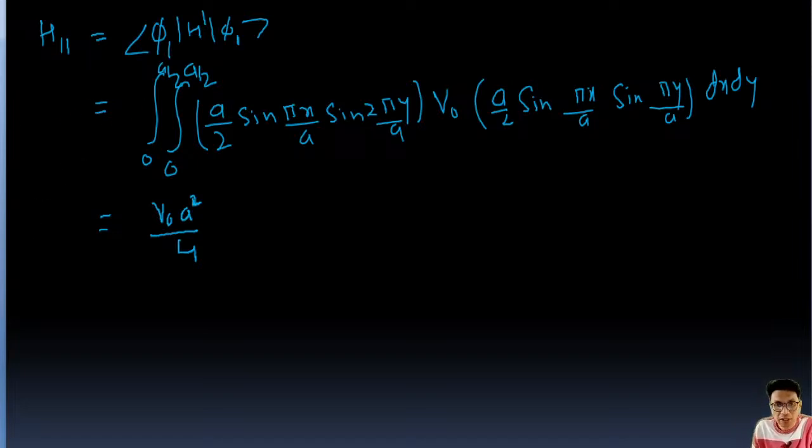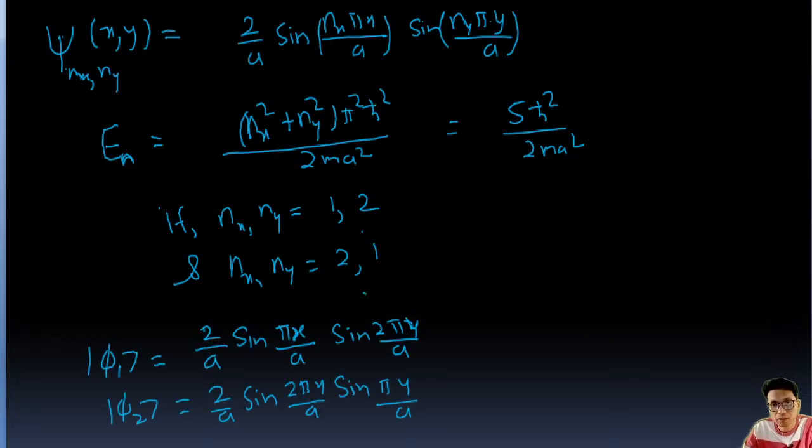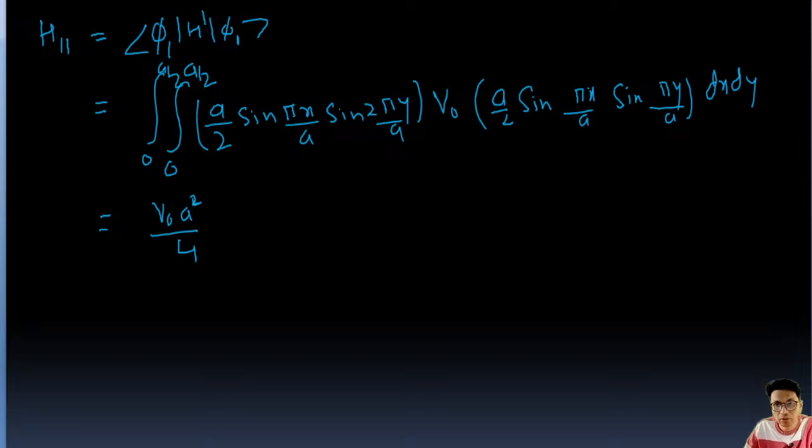Okay, the mistake is here. This is 2 upon a, right? The phi 1 phi 2. So here we have written a by 2, it's 2 upon a. 2 upon a. Similarly here, it's 2 upon a. Okay.